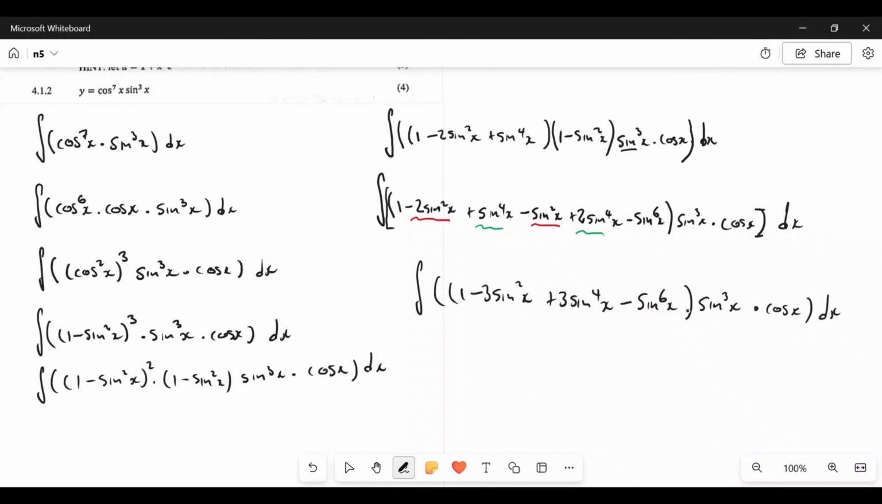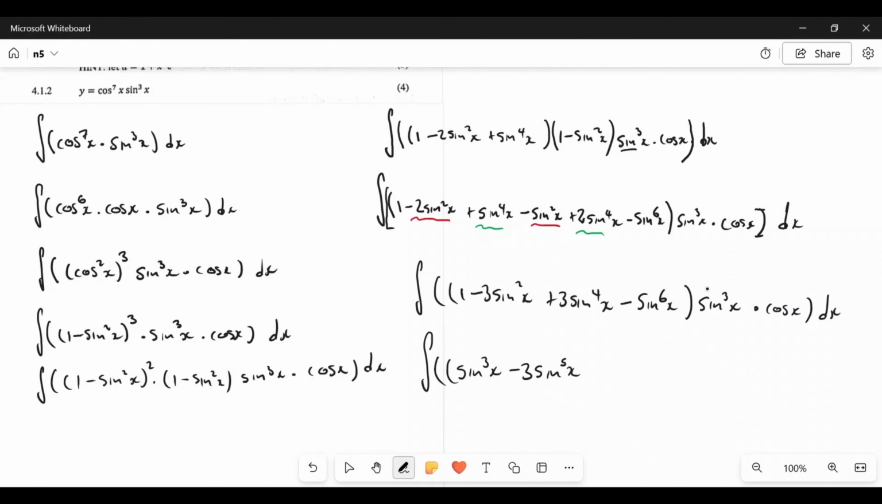So we need to get rid of the brackets, meaning we have to multiply this sin³x with everything that is inside them. Please do not multiply by cos yet. Sigma. If we multiply sin³x by 1, we have sin³x. Then we multiply it with negative 3 sin²x. This gives us negative 3 sin⁵x.